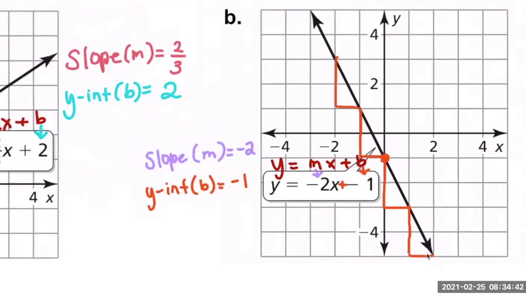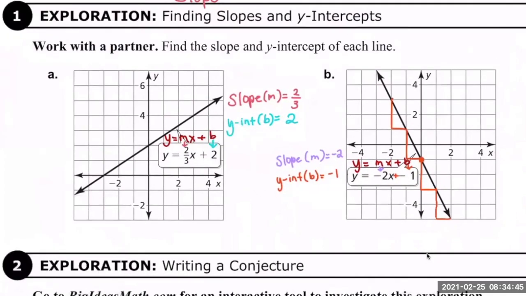So the big thing I want to point out between A and B, our slope for A was positive. Our slope for B was negative. Our positive one went up. Our negative one went down. So whenever it comes to graphing and you're not sure which direction your line is going to go, look at your slope. That tells you if you're going up or down.